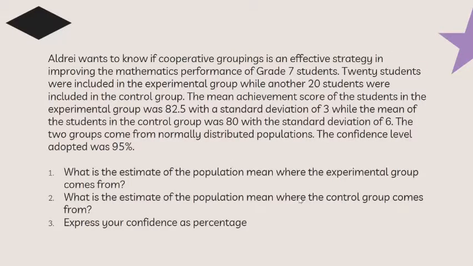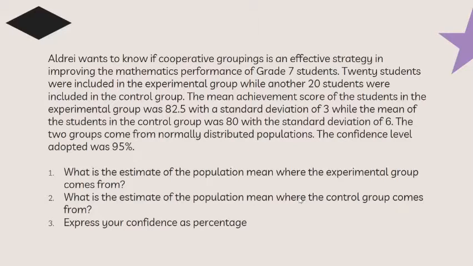Adre wants to know if cooperative grouping is an effective strategy in improving the mathematics performance of grade 7 students. 20 students were included in the experimental group, while another 20 students were included in the control group. The mean achievement score of the students in the experimental group was 82.5 with a standard deviation of 3, while the mean of the students in the control group was 80 with a standard deviation of 6. The two groups come from normally distributed populations. The confidence level adopted was 95%.